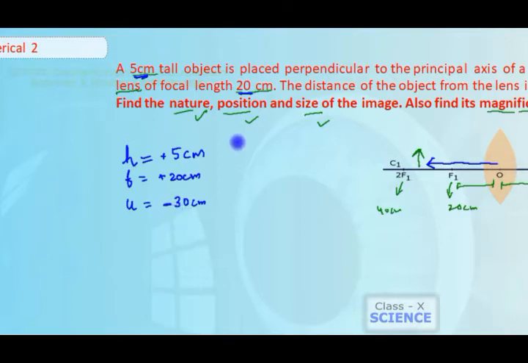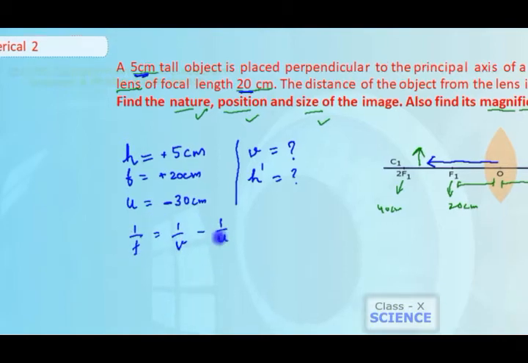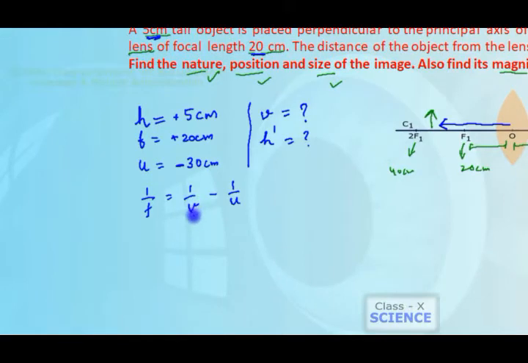Okay. And what are all the things we need to find? Here image distance we have to find, then size of the image. Size of the image means h dash we have to find. So, let us use the lens formula. We know that 1 by f is equal to 1 by v minus 1 by u. Here we have to rearrange this equation since we need to find the value of v, image distance. So, 1 by v is equal to 1 by f. When this goes to the left side, then this will be plus 1 by u. Here this is the required equation for solving this numerical problem.